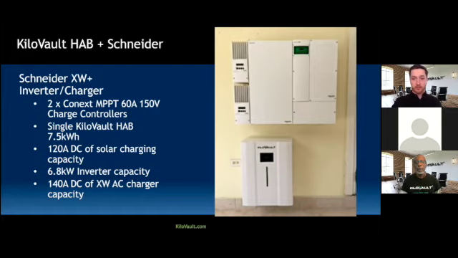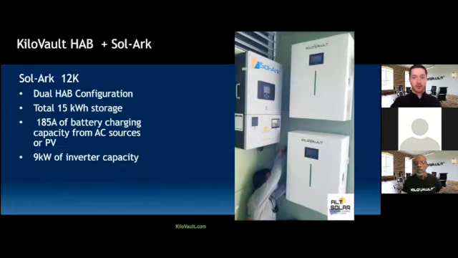So here's an example system from one of our customers with a Schneider XW, a couple Schneider 6150 charge controllers, and a single HAB. We also have an example here from one of our customers in Puerto Rico using a dual stack of HABs with a Solarc 12K. So obviously 7.5 kilowatt hours each. With two of them, we get a total of 15 kilowatt hours of storage paired with the Solarc 12K.